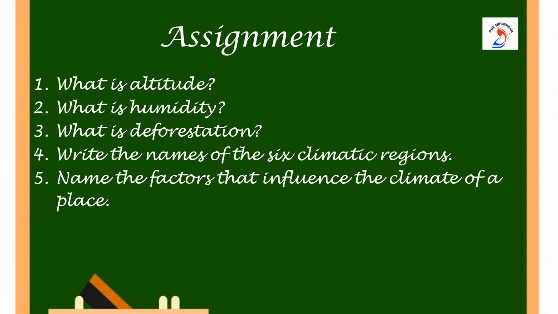Now children, before you do this assignment, I want you all to go through both the modules again, read through your textbook, and then do this assignment. I have given you 5 questions. The first one is, what is altitude? What is humidity? What is deforestation? Write the names of the 6 climatic regions. And the fifth one is, name the factors that influence the climate of a place.